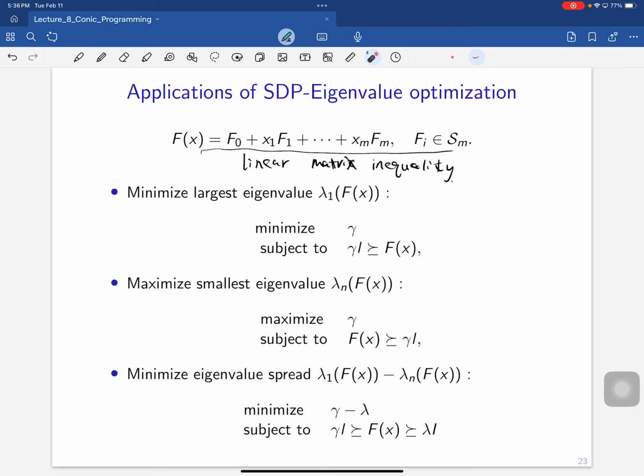And similarly, you can maximize the smallest eigenvalue of F of x, right? Or you could minimize the eigenvalue spread of the same matrix, as long as you bound the matrix F of x. Okay, so those are the applications. You may be wondering who really cares about the largest or the smallest eigenvalue of a linear matrix inequality, but there should be some applications where you are interested in this type of problem. Okay.